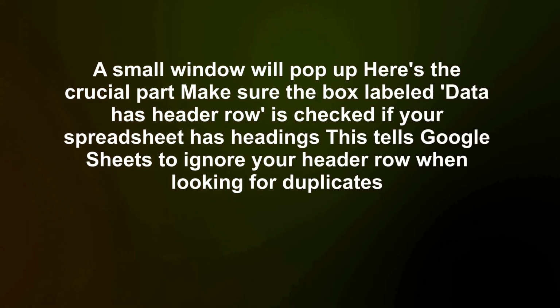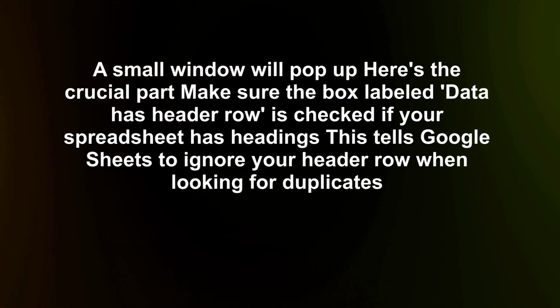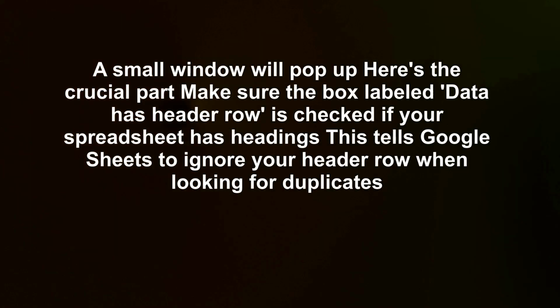Here's the crucial part. Make sure the box labeled Data has header row is checked. If your spreadsheet has headings, this tells Google Sheets to ignore your header row when looking for duplicates.